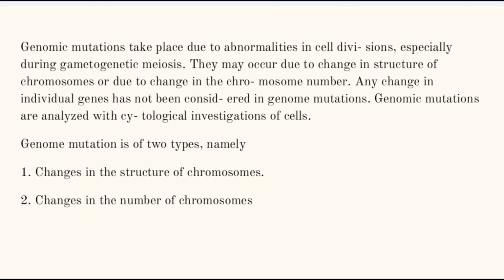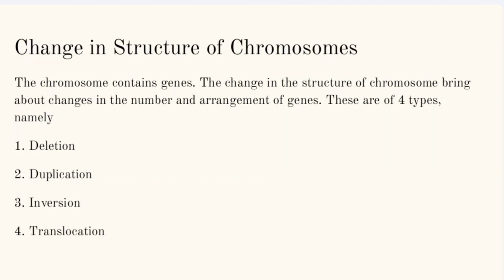They may occur due to change in structure of chromosomes or due to change in the chromosome number. Any change in individual genes has been considered in genome mutations. Genomic mutations are analyzed with cytological investigations of cell. Genomic mutation is of two types, namely, first, change in the structure of chromosome, second, change in the number of chromosome.